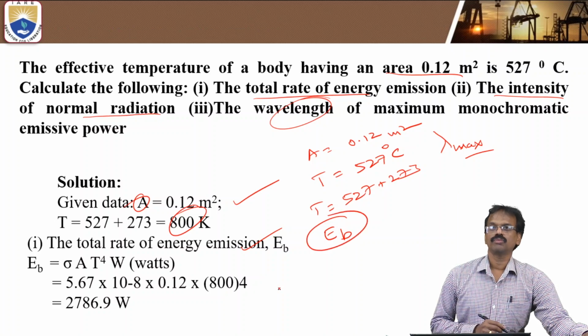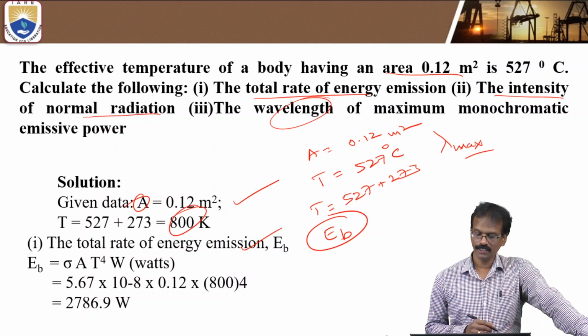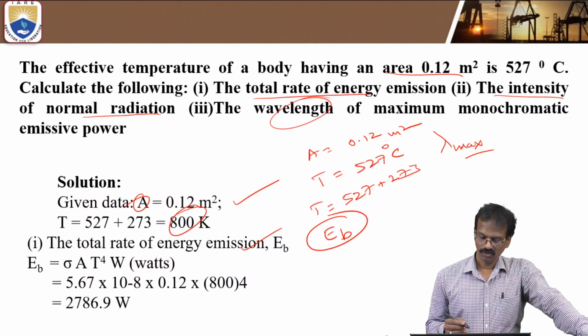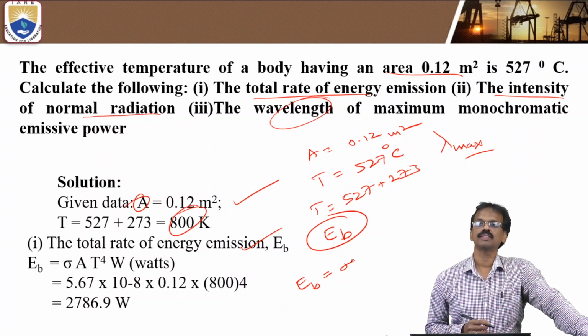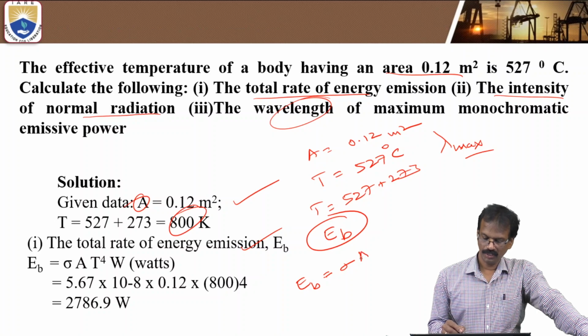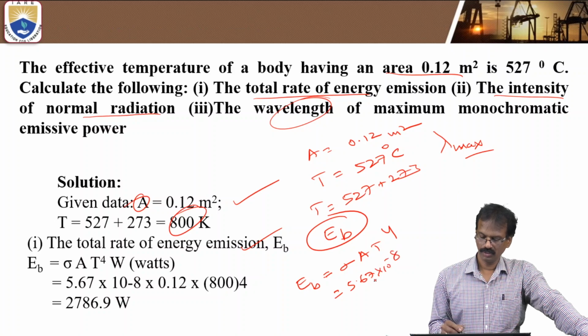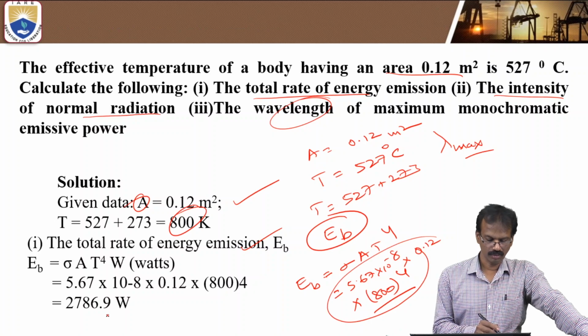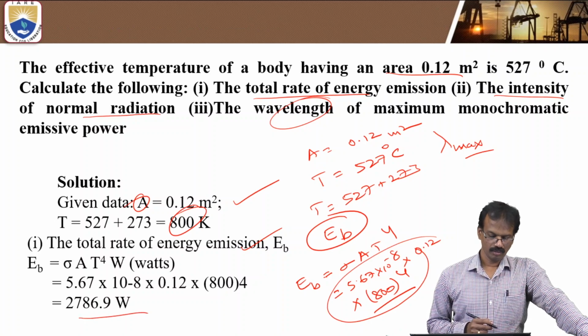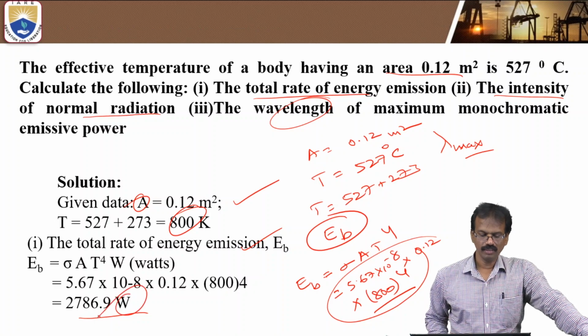For finding the total emission energy, you know the Stefan-Boltzmann law, so by using this law you can calculate it. The formula we already discussed in the previous class: E_b equals sigma A T to the power of 4. The value of sigma, the Stefan-Boltzmann constant, is 5.67 into 10 to the power of minus 8, into the area 0.12, into the temperature 800 Kelvin to the power of 4. If you solve this, you will get 2786.9 watts.